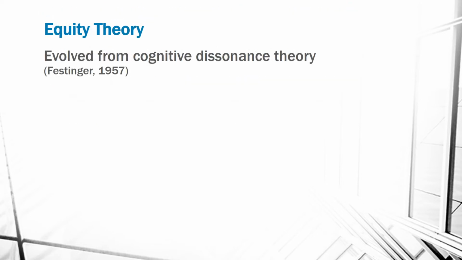Equity theory originated from a famous theory in social psychology, which is referred to as cognitive dissonance theory. Cognitive dissonance theory was originally proposed by a researcher by the name of Festinger back in the 1950s, specifically in 1957. Cognitive dissonance theory suggested that tension exists when individuals hold incompatible thoughts, in other words, dissonant cognitions between a couple of ideas. Let me give you an example.